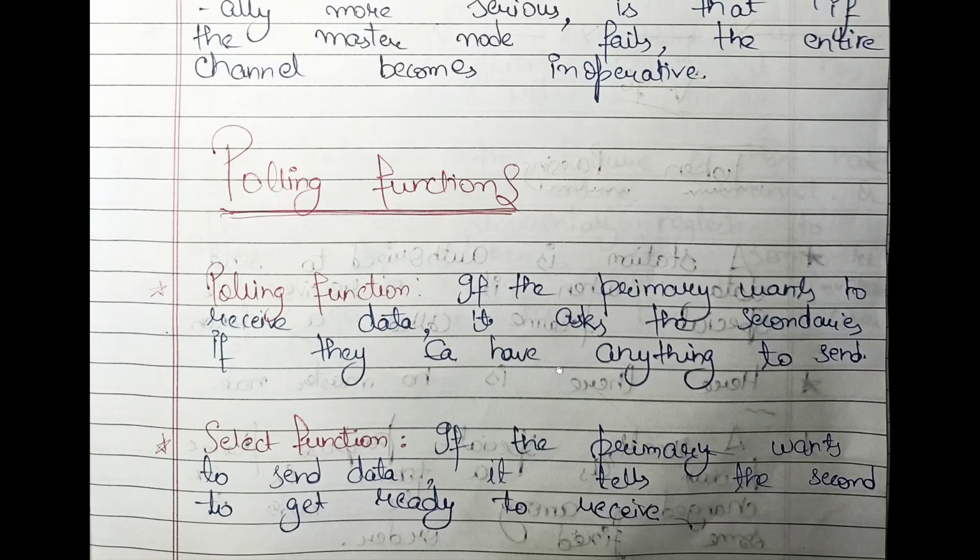Now the select function is used if the primary wants to send data. Suppose I am a primary node and I have to send some data, so I will tell the secondary nodes to get ready to receive data. Okay, so these were the polling function and the select function.